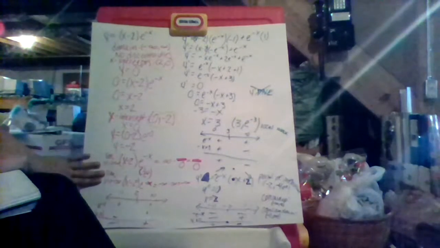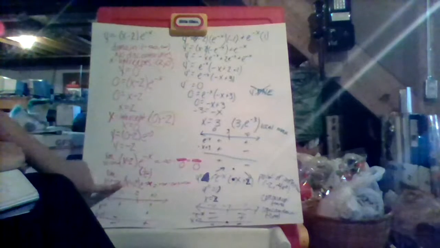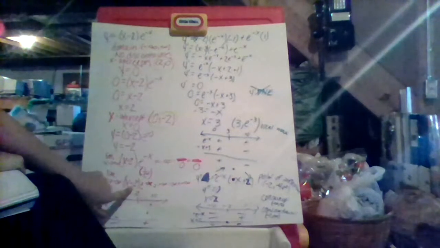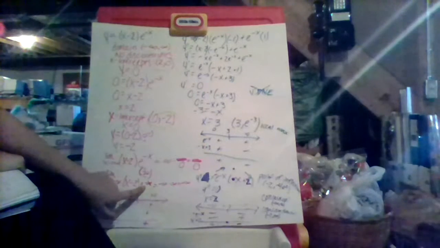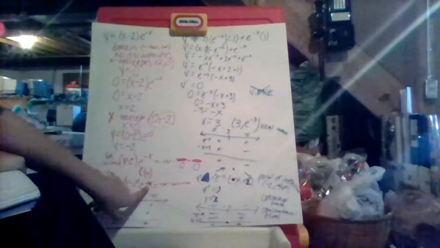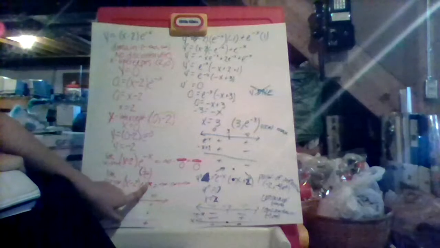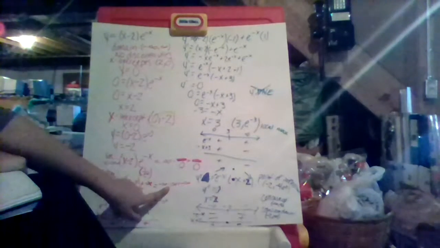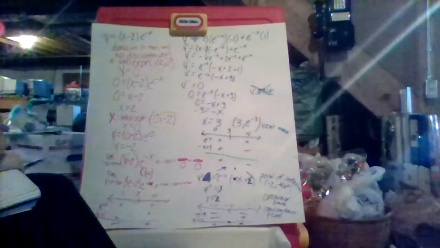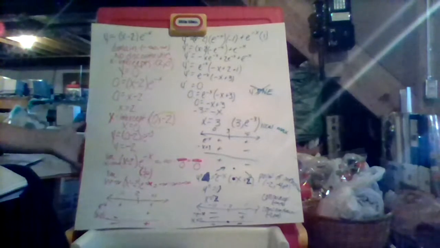And as we go to negative infinity, negative infinity minus 2 is still going to be negative infinity. E to the opposite of negative infinity would be e to the infinity power, which should be infinity. Negative infinity times positive infinity equals negative infinity.